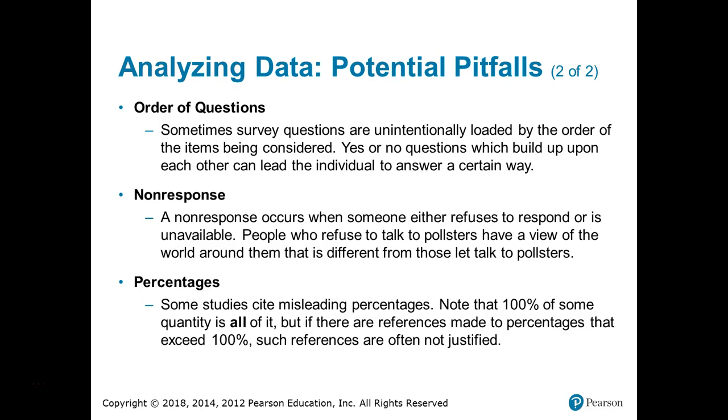And then finally, percentages. Some studies cite misleading percentages. Note that 100% of some quantity is all of it, but if references are made to percentages that exceed 100%, they are not justifiable. And this will make sense when we're looking at chapters 2 and 3, where people might have redundant answers or things might overlap, and then the overall quantity of those interviewed exceeds 100% or is under 100%. And you kind of got to look at that and scratch your head a little bit if the total number of people is not exactly 100% if you round everyone and add them all together.